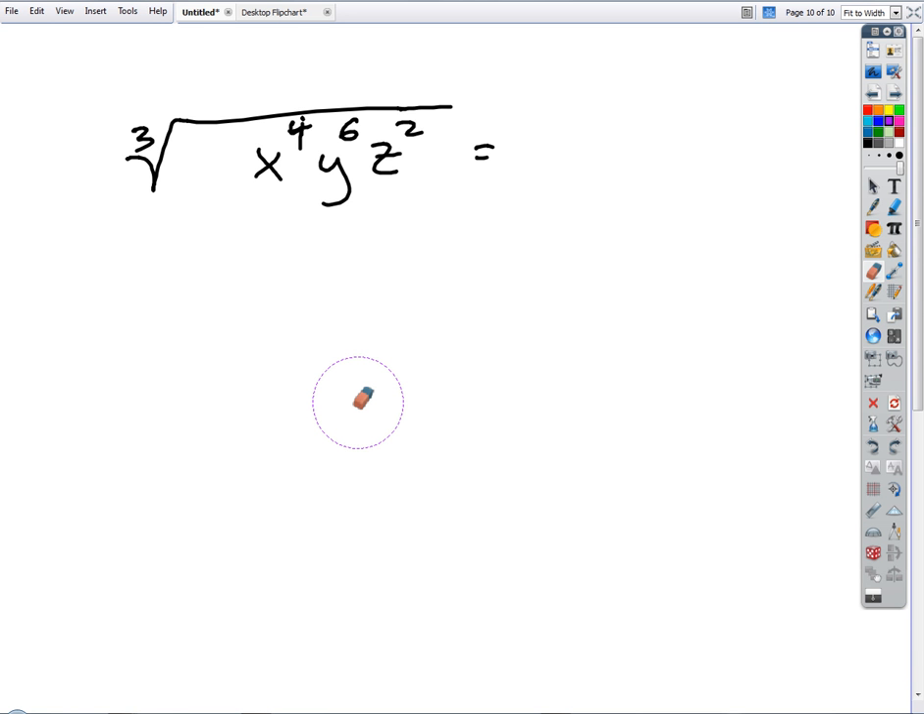Okay, so a cube root is just a 1/3 power, right? Everybody agree? Okay, so I could rewrite this if I wanted to. I don't really have to, but I could rewrite this as x to the 4th, y to the 6th, z squared, all to the 1/3 power, right? Everybody see that? Because that's what a cube root means.